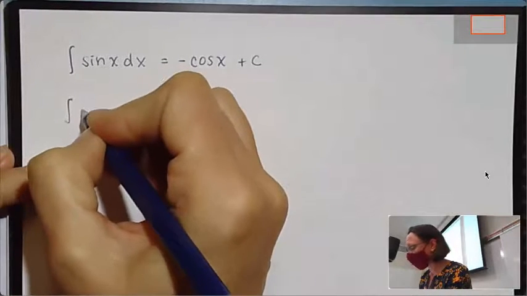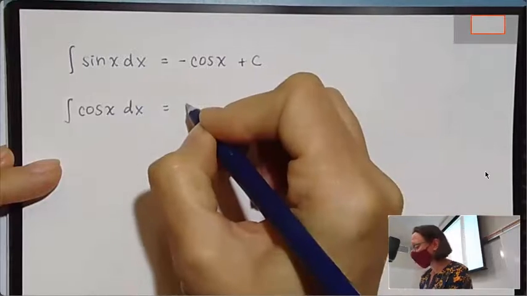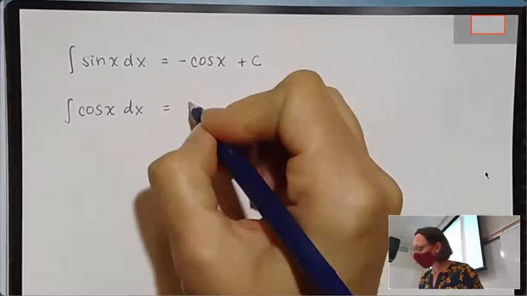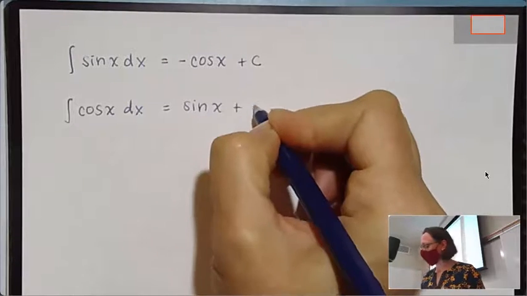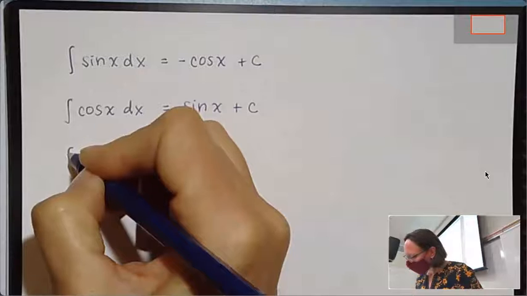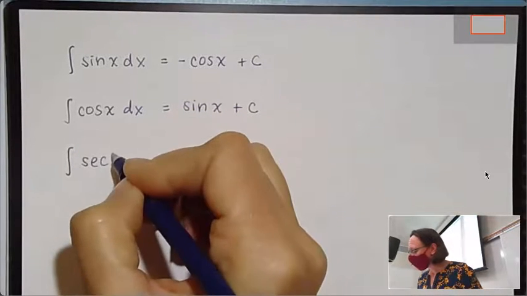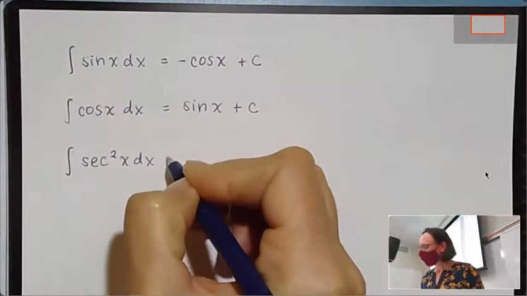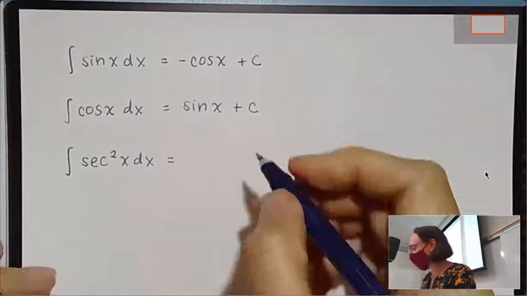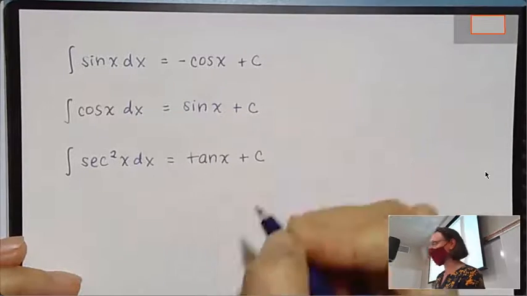I've got the integral of cosine of x dx. That's going to be asking us whose derivative is equal to positive cosine. And that's sine of x plus c. If I had secant squared x dx, that question is asking whose derivative is equal to secant squared. So the answer there is going to be tangent plus a constant.